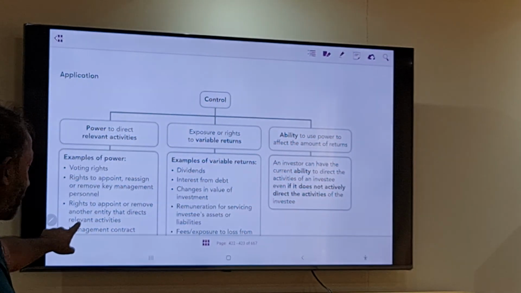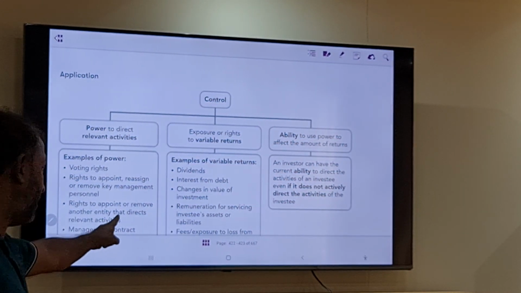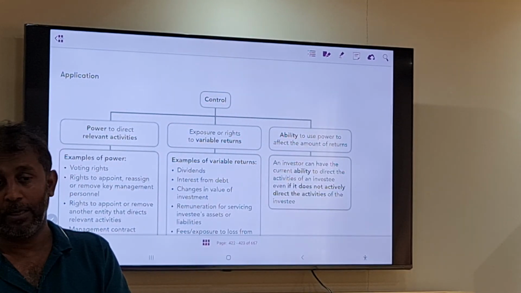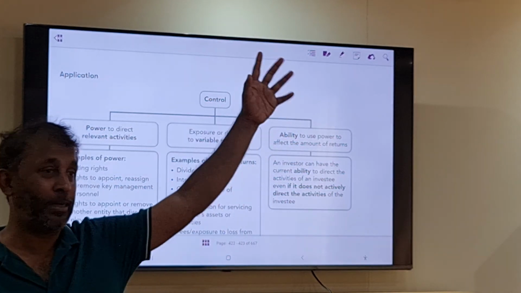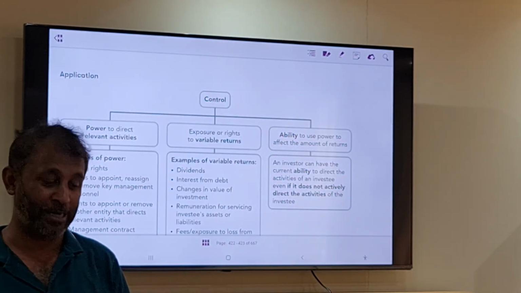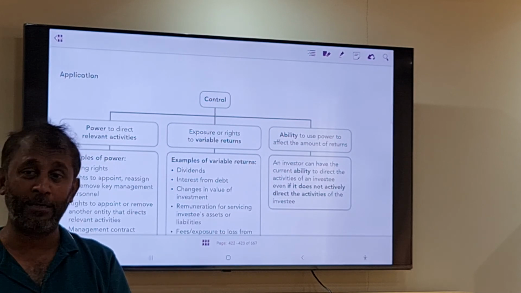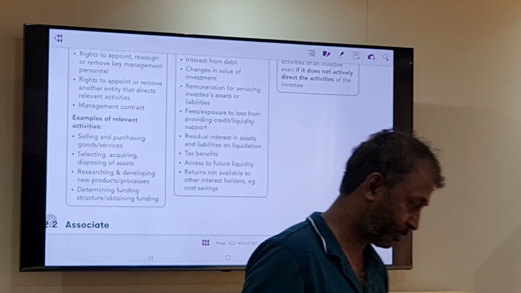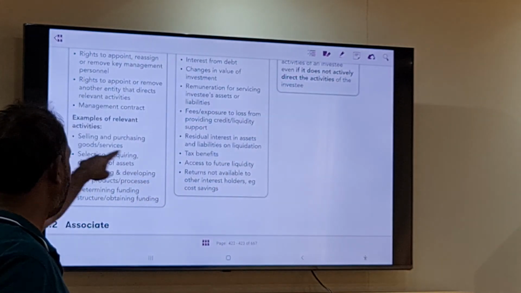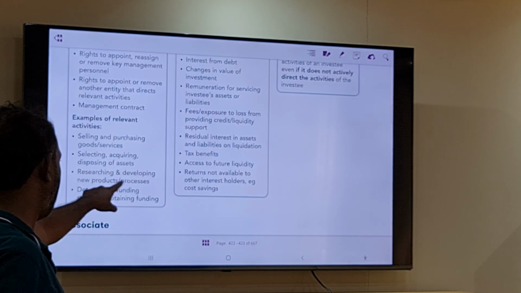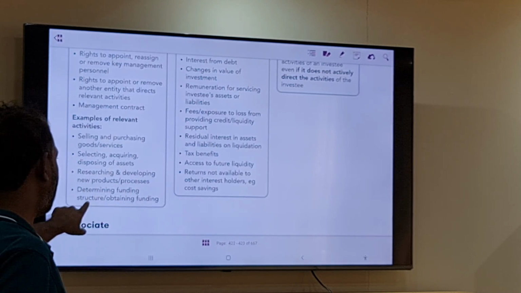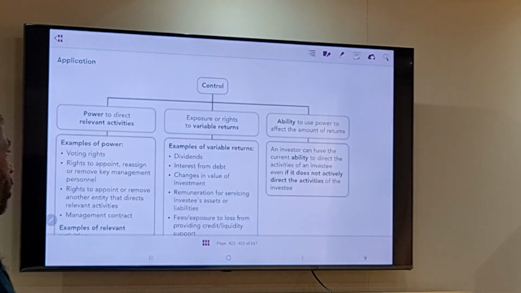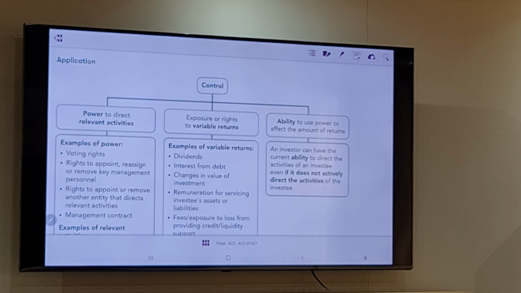And also, the right to appoint or remove another entity that directs relevant activities. Let's say, for example, company B is outsourcing IT services to X. Now this company comes and says, okay, I am not happy with X, I will bring Y. You can do that. These are some examples: selling and purchasing goods, selecting, acquiring and disposing of assets, researching and developing new products, determining funding structure and obtaining funds.